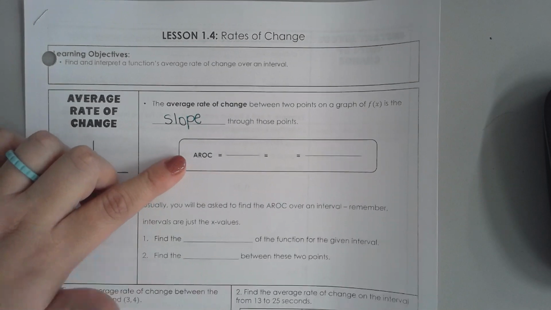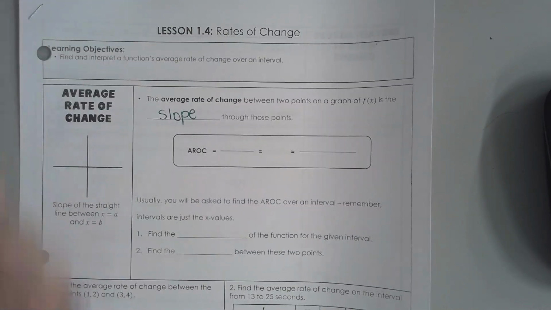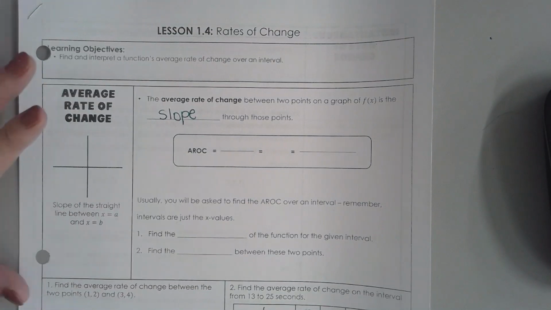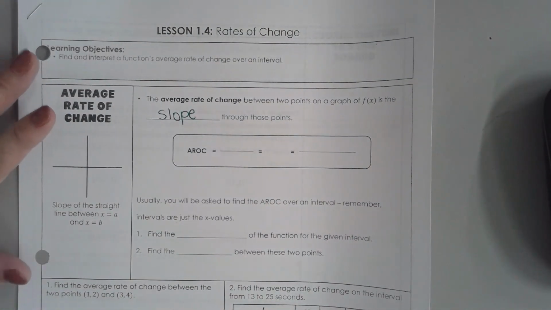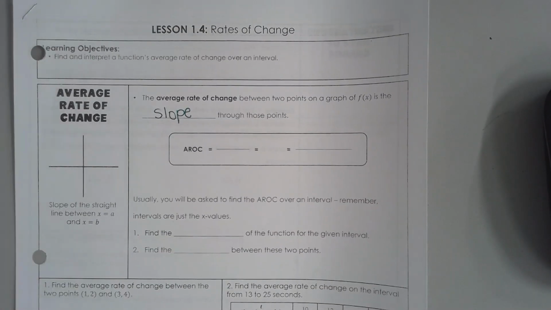So if I give you 2 points, 2 random points that are on a function, and I ask you to find the average rate of change, you're finding the slope of those 2 points. So a few different ways that you will see some definitions or some formulas written out.